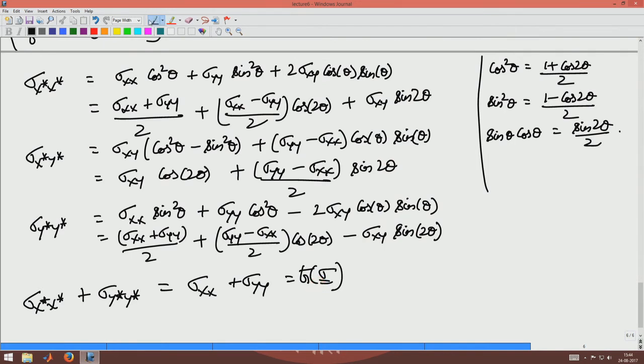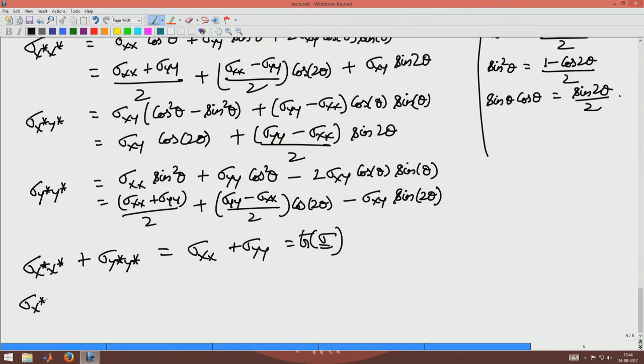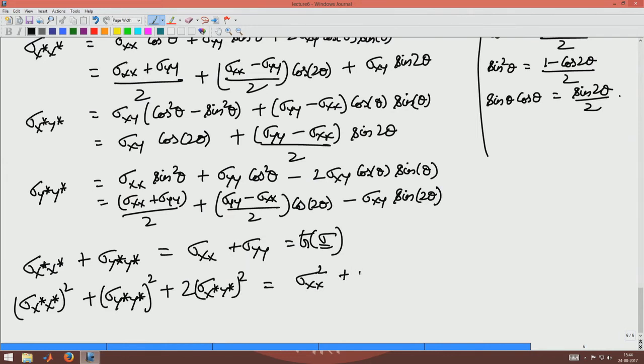The second observation is sigma x star squared plus sigma y star squared plus 2 times sigma x star y star squared will be the same as sigma xx square plus sigma yy square plus 2 times sigma xy square. This is nothing but the trace of sigma square.